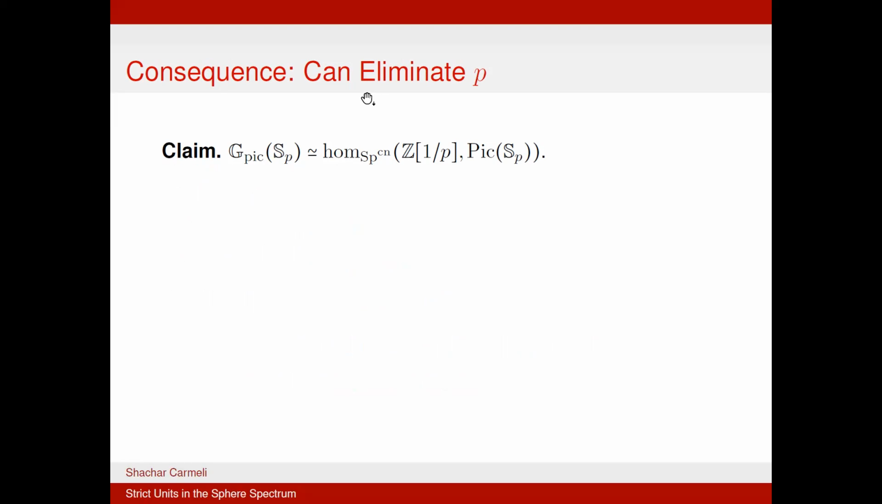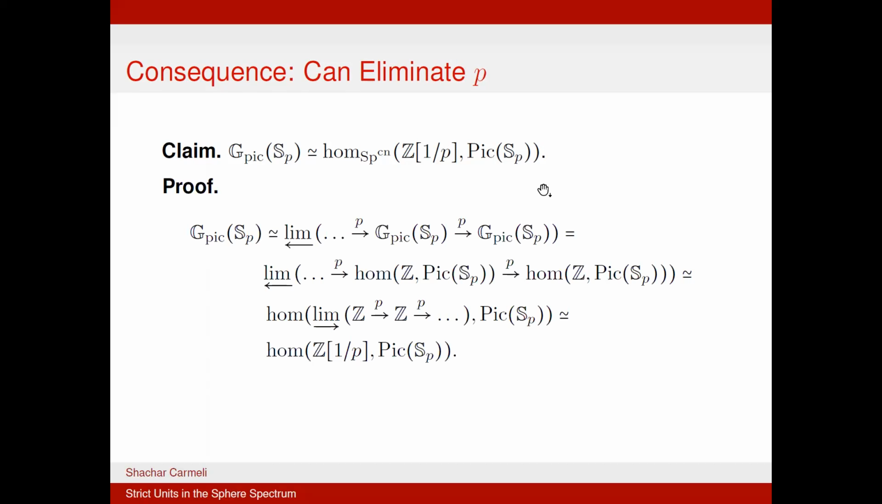So the first thing is that now, once we know that P acts invertibly, we can actually compute the thing with P inverted at the beginning. So the claim is that now the strict Picard spectrum of the P-complete sphere can be equally defined as the connective spectrum of maps out of Z with P inverted. And well, the reason is very simple. Because P is invertible, we can as well replace the object by the inverse limit of multiplication by P. But that's an inverse limit of maps out of Z, which is a map out of a co-limit. And this co-limit is by definition Z of 1 over P.